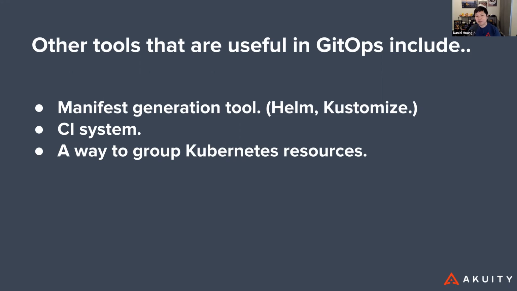And then a way to group Kubernetes resources. It's very helpful to be able to group your Kubernetes resources, and there's multiple ways to do this. So for example, you can group it by cluster, by namespace, or even by label. And you want to do this because you need a way to be able to restrict access for specific teams, especially as you scale in size.